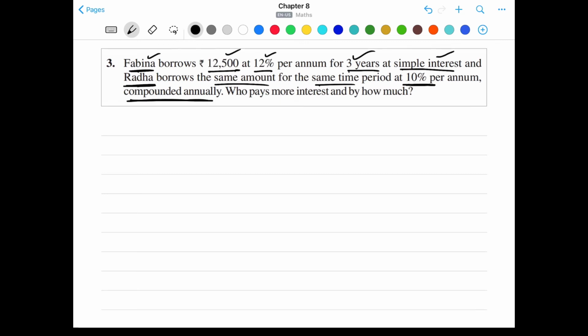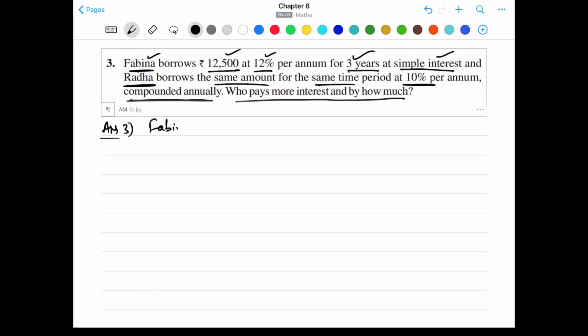Also, she has taken the amount on compound interest. So you have to calculate which of the two is paying more interest and by how much. We'll calculate for both the girls separately, then we'll see who is paying more interest and by how much. So let's start answer number 3.